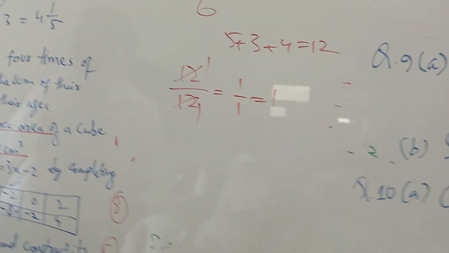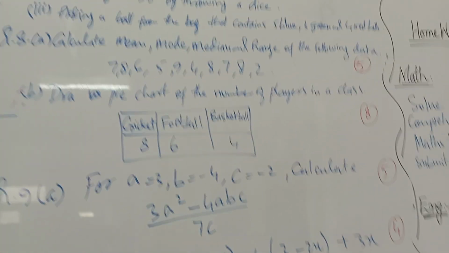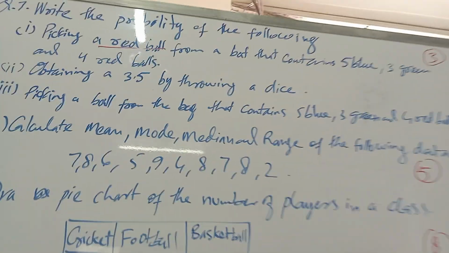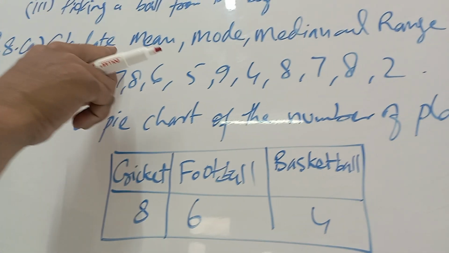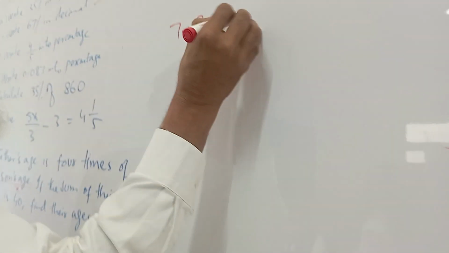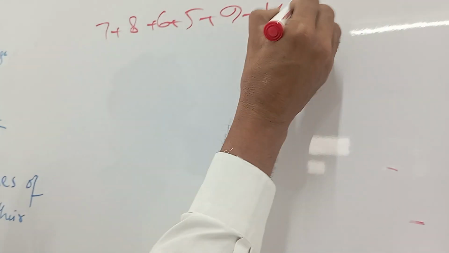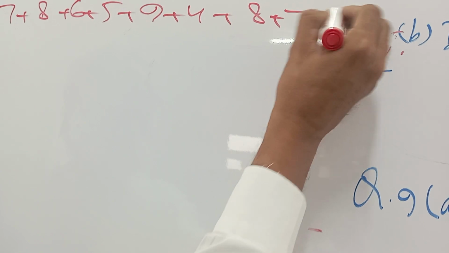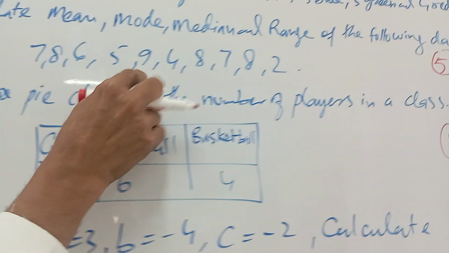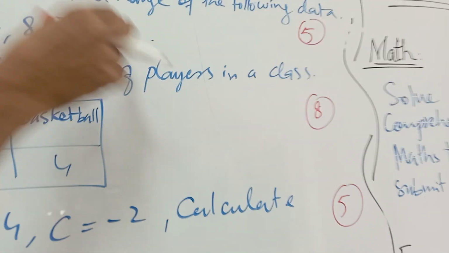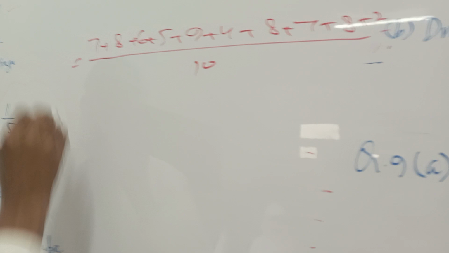Now come to question number 8. Question number 8 says, calculate the mean, mode, median, and range from the following. Now, for the mean, what do we do? 7 plus 8 plus 6 plus 5 plus 9 plus 4 plus 8 plus 7 plus 8 plus 2, and the whole divided by the number of data. How many are there? 1, 2, 3, 4, 5, 6, 7, 8, 9 and 10. So divide by 10. Let's check it out.